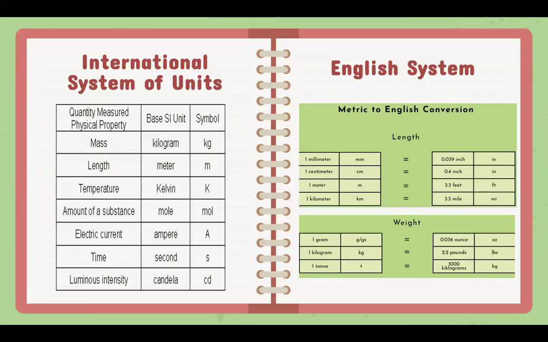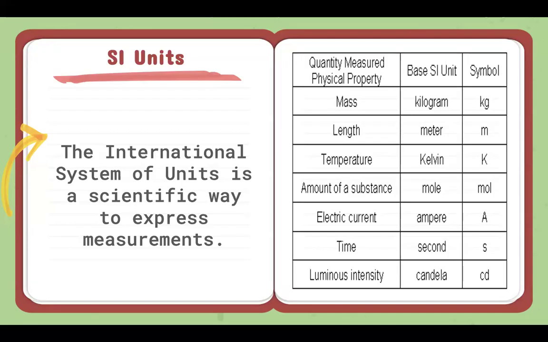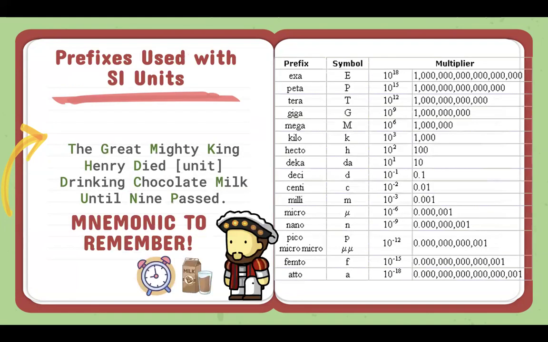We have the meters, liters, kilograms, while the English system is mainly used in the US, and it uses non-decimal units like inches, pounds, and gallons. And the SI units are most commonly used scientifically to express measurements. And I would like you to remember the base SI unit for the 7 major physical quantities that we have. I would like you to memorize them. Okay? All right. Now, aside from the SI units, we use these prefixes to indicate very large numbers.